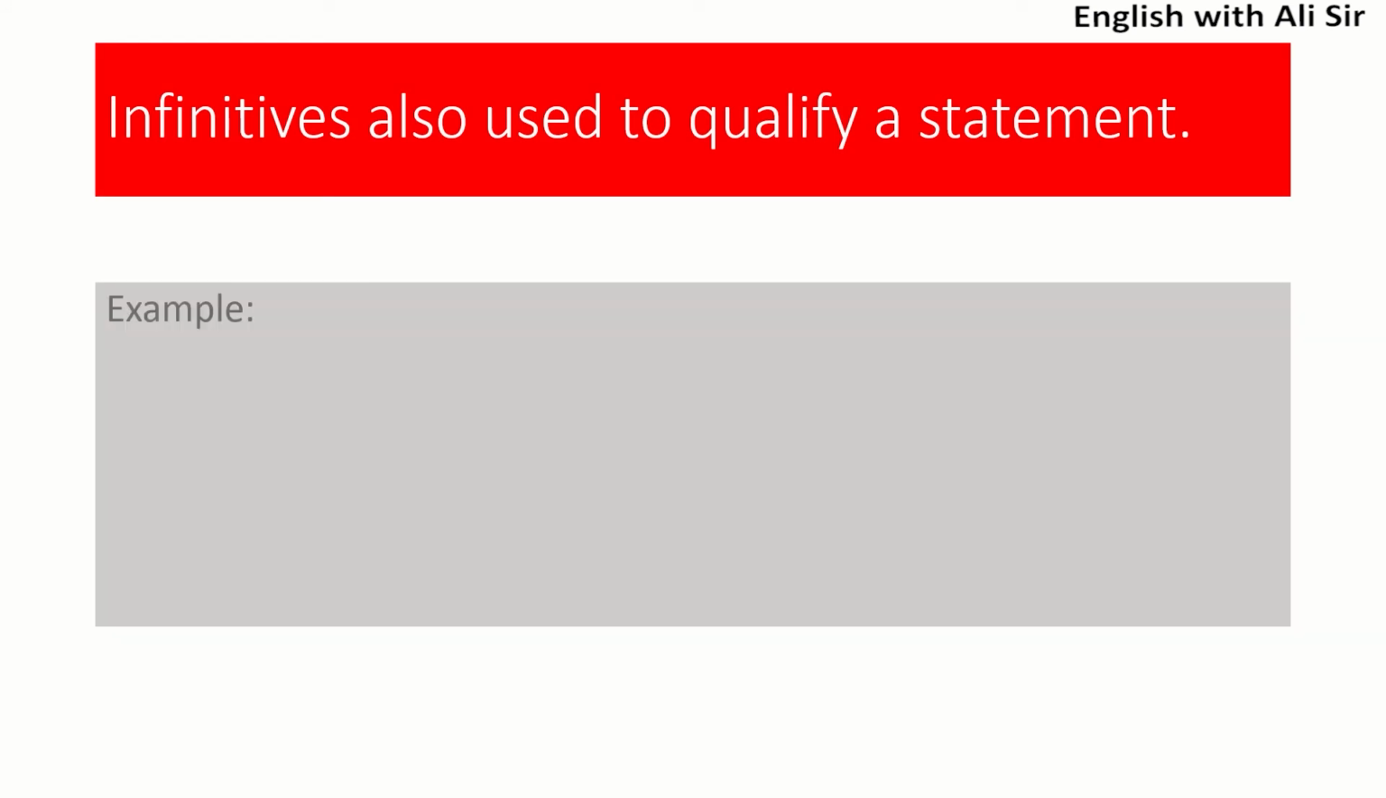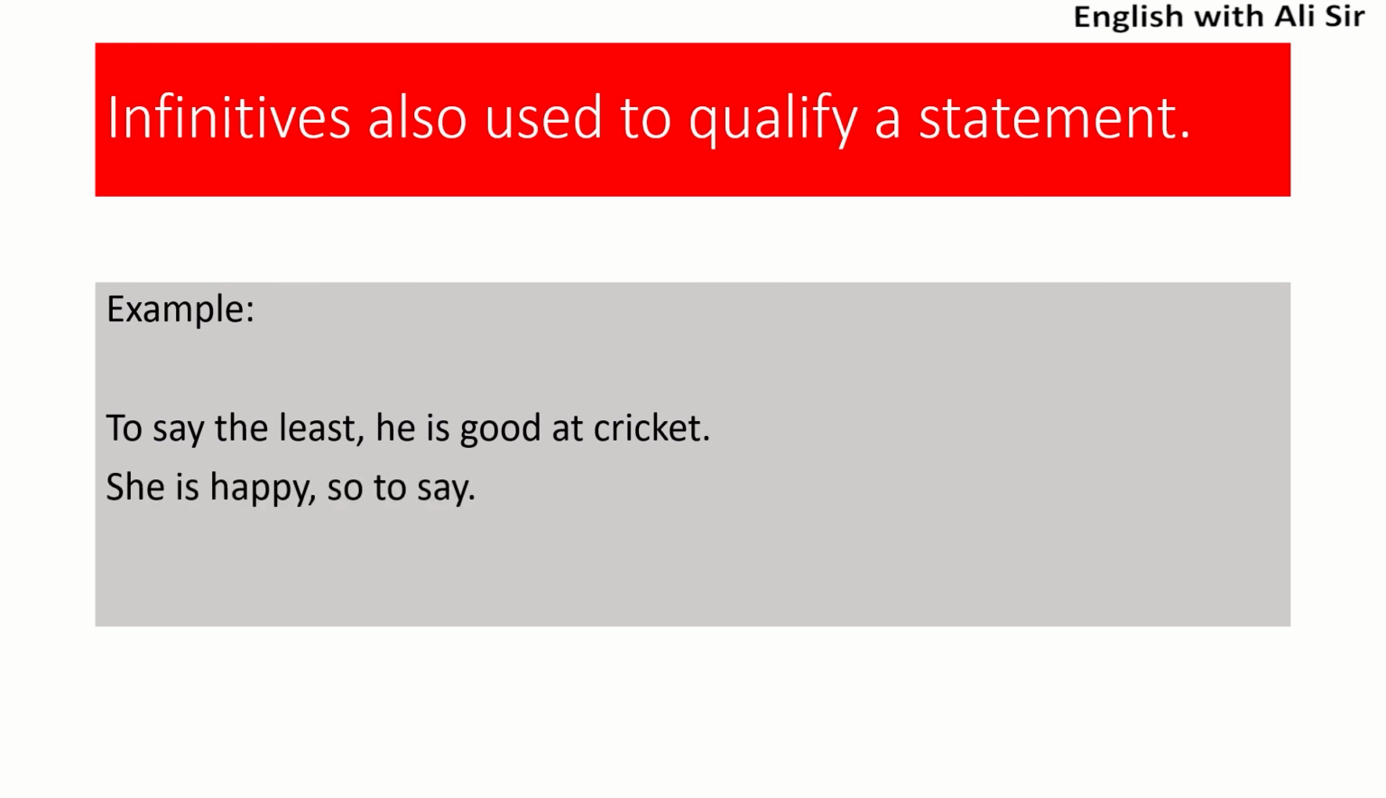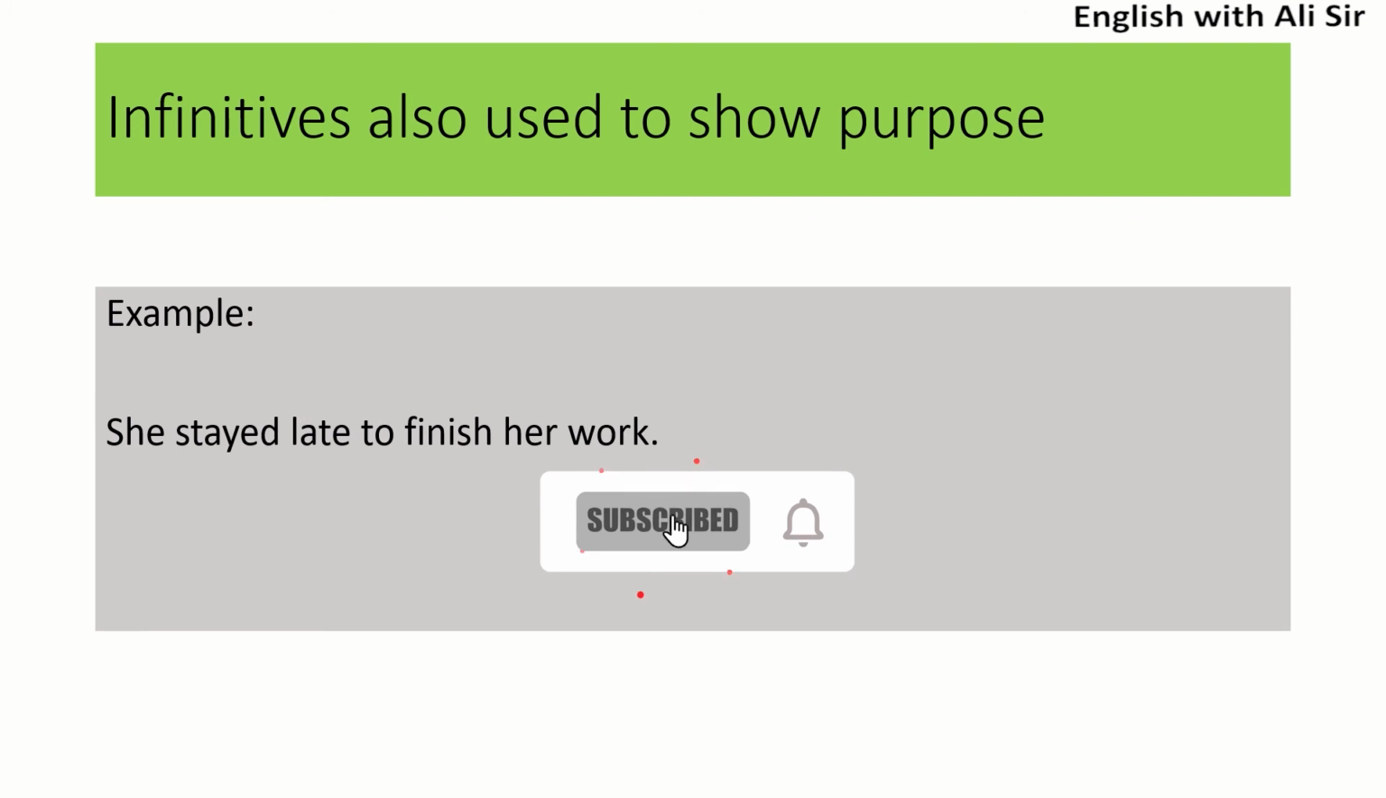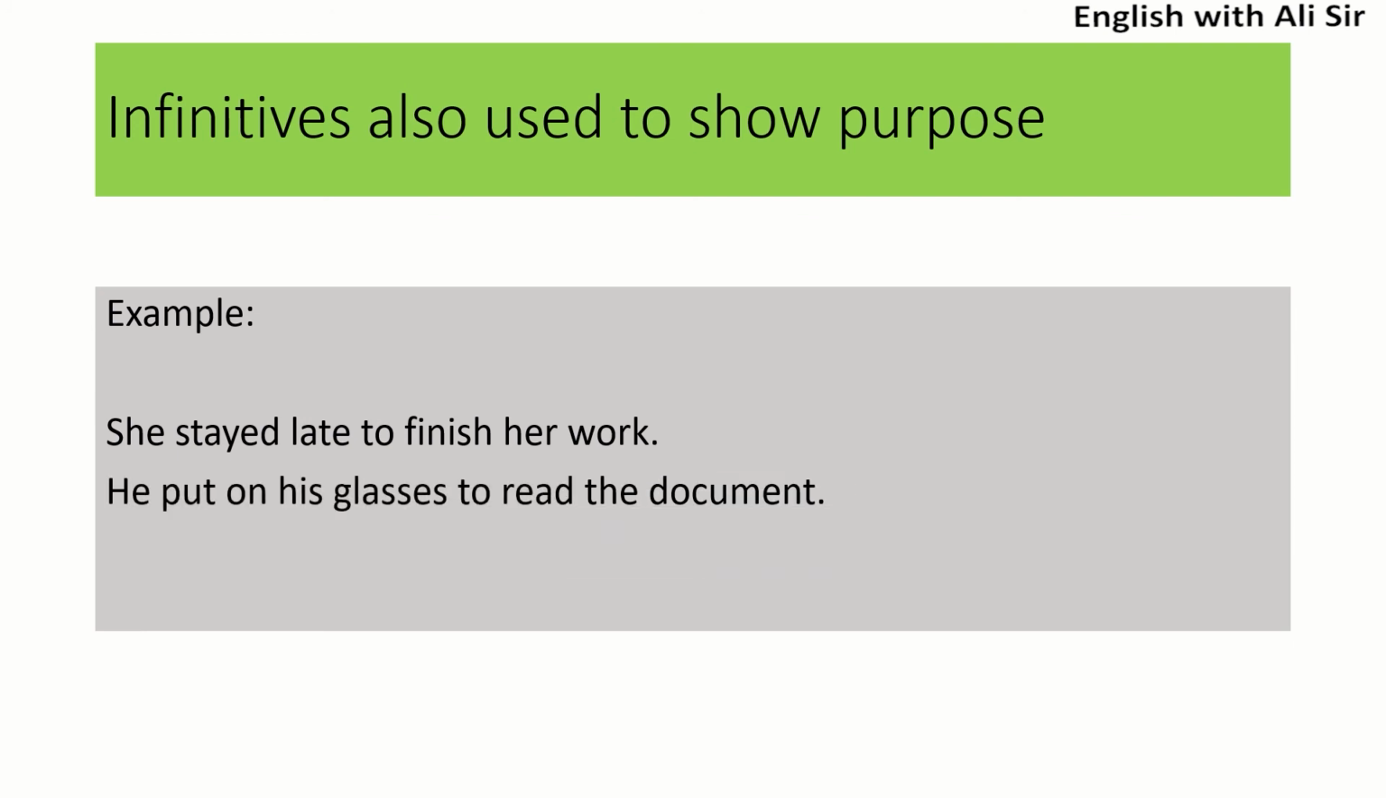It is also used to qualify a statement. For example, to say the least, he is good at cricket. She is happy, so to say. It can also be used to show purpose. She stayed late to finish her work. He put on his glasses to read the document.